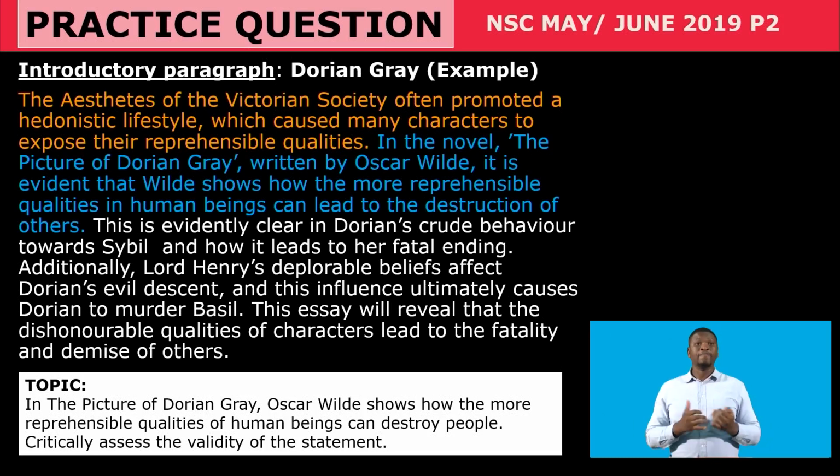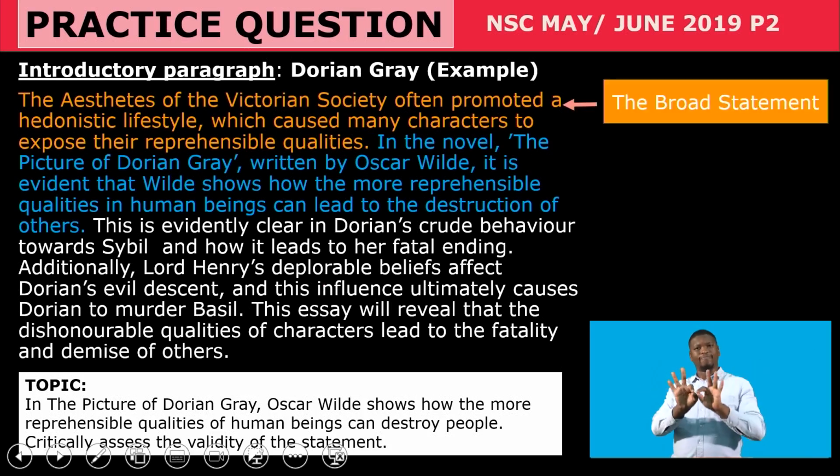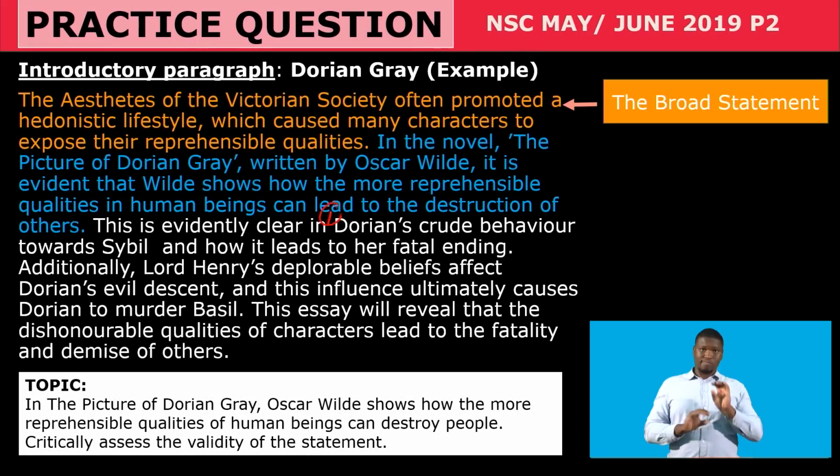So, the aesthetes of the Victorian society often promoted a hedonistic lifestyle, which caused many characters to expose their reprehensible qualities. So there we've got our opening statement, the broad statement. In the novel, The Picture of Dorian Gray, written by Oscar Wilde, it is evident that Wilde shows how the more reprehensible qualities in human beings can lead to the destruction of others. This is evidently clear in Dorian's crude behavior towards Sybil, so this is going to be our first body paragraph, and how it leads to a fatal ending.